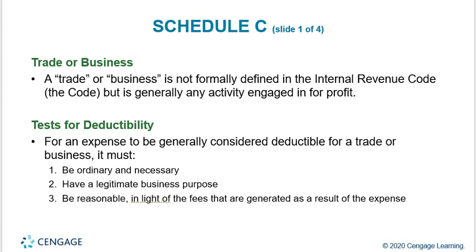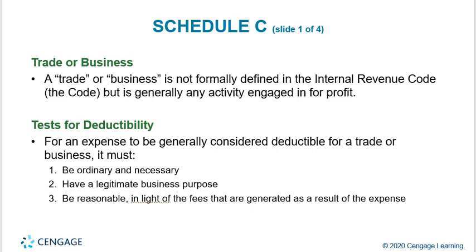And so a Schedule C, the terminology: trade or business. A trade or business is not formally defined in the Internal Revenue Code, but it is in general any activity engaged in for a profit. And so tests for deductibility: for an expense to be generally considered deductible for a trade or business, it must be an ordinary and necessary expense, have a legitimate business purpose, and be reasonable in light of the fees that are generated as a result of the expenses.